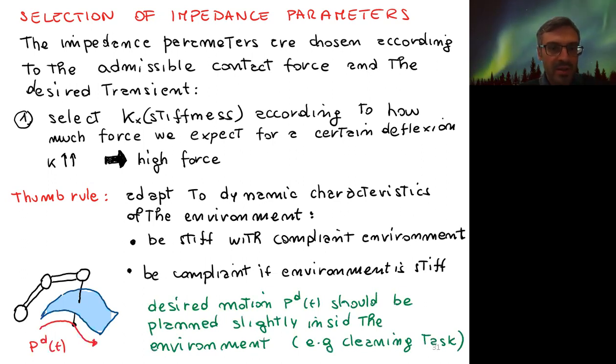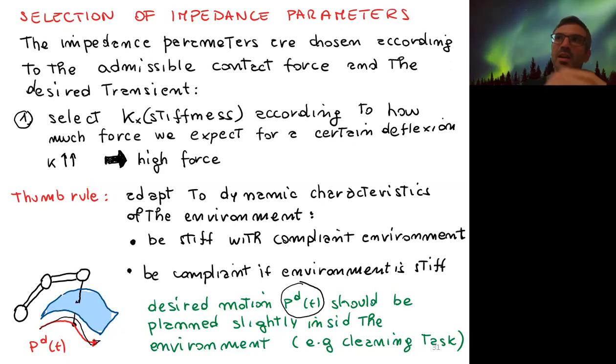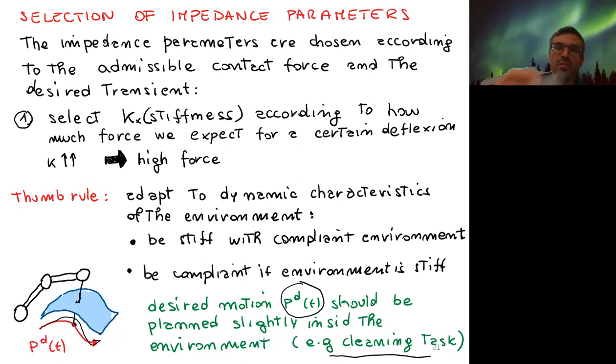In terms of the desired motion that we want to set in our PD control law, for example the desired position of the end effector, we try to plan it inside the environment. This way, we are sure that we will keep the contact active, and the impedance controller achieves, according to the stiffness we set, a certain contact force. This is important, for example, if you want to do a cleaning task and follow a surface: to clean the surface, you need to apply a certain force.